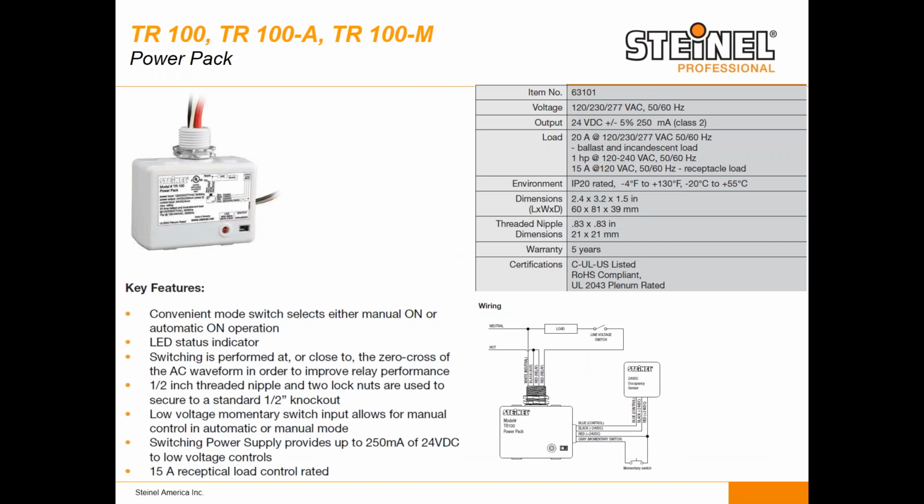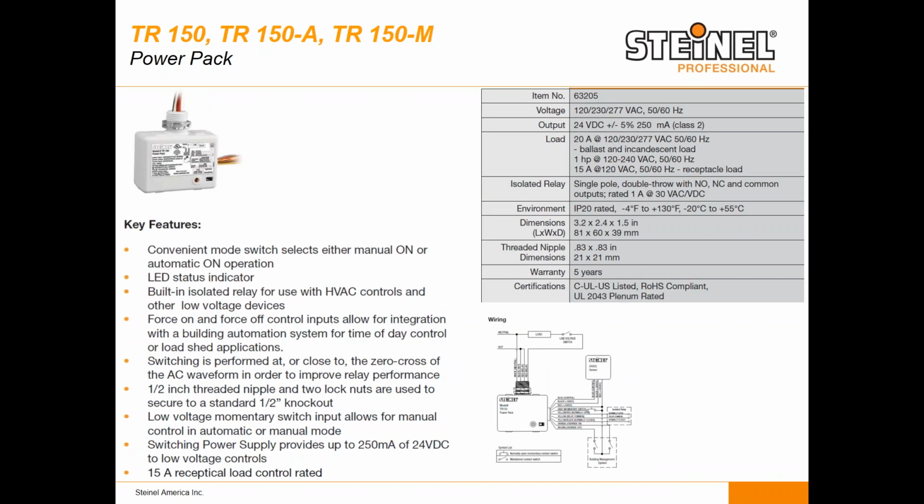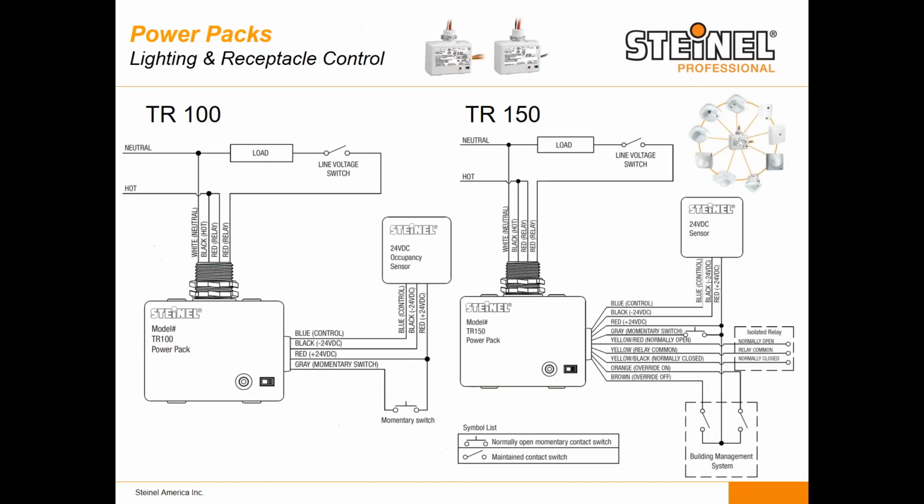Additionally, we need to use a power pack of some sort. The power pack has a 20 amp relay that's switching your circuit on and off. We have two basic types, either the TR100, which is the most basic type, or the TR150. Now, the difference with the TR150 is that it has an isolated, normally open and normally closed contact for signaling back to something.